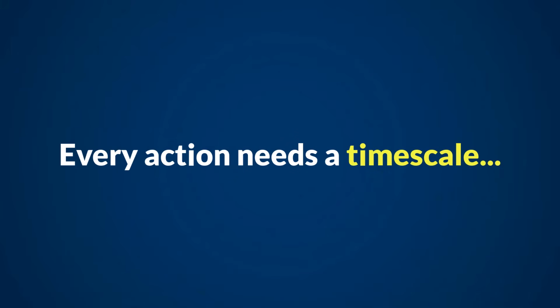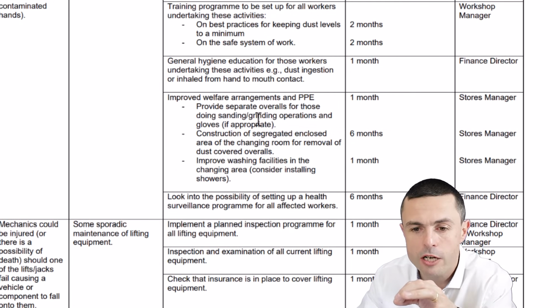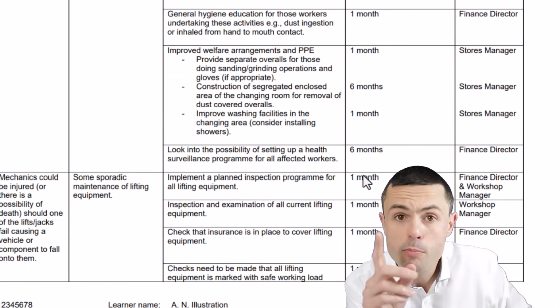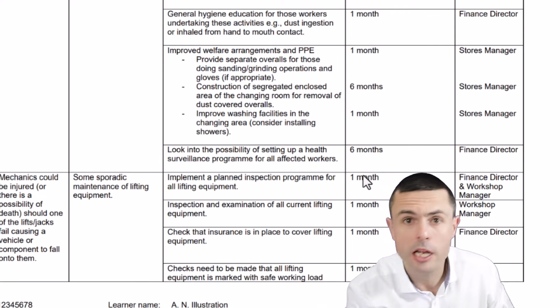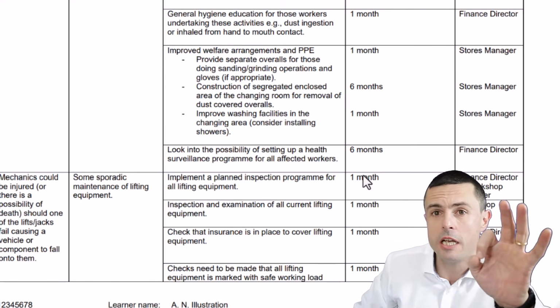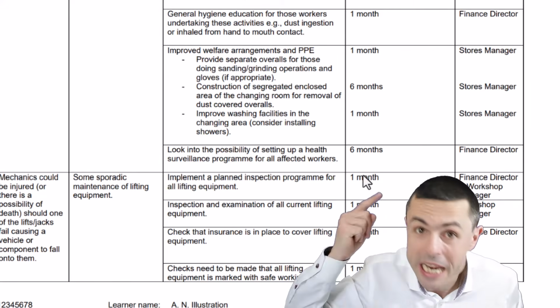Moving on to the timescales. And I see people fail for stuff like this all the time. First thing I want you to notice is that every single action has a timescale and an owner. So look, we've got action, 1 month, another action, 1 month, another action, 6 months, another action, 1 month. Now, firstly, we don't put anything like annually, frequently, regularly, monthly, quarterly. You definitely don't put immediately, ever. None of those frequency type things are going to work. You will fail automatically, and rightly so.